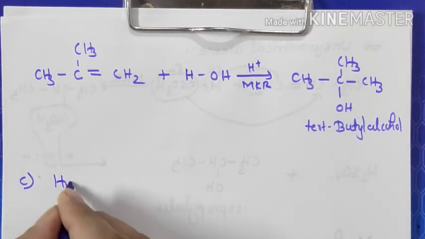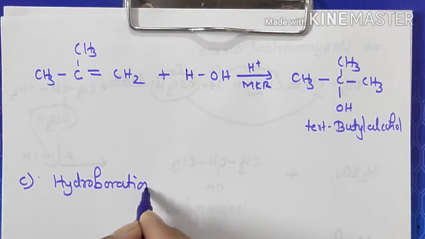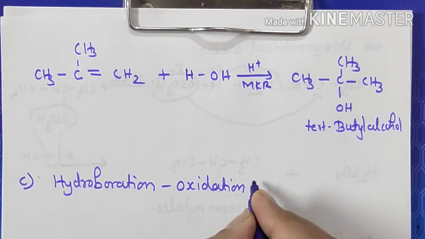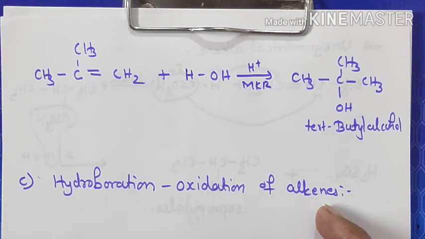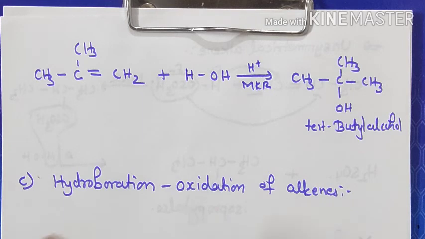Okay, now moving to the next reaction, that is C. This is hydroboration oxidation of alkenes. That means again I have to react an alkene to obtain alcohol, right? Now, how to do that hydroboration reaction? It's an important one, student. You have to understand it, and you have to understand it very well.